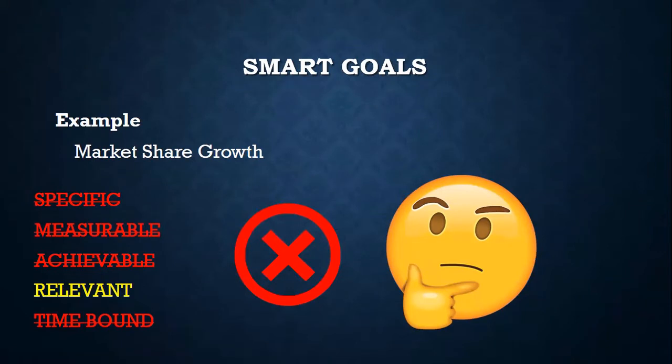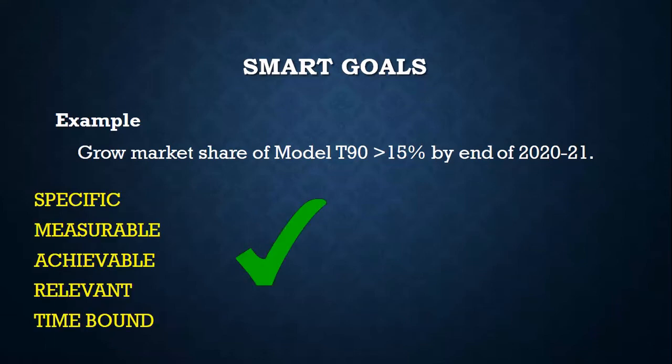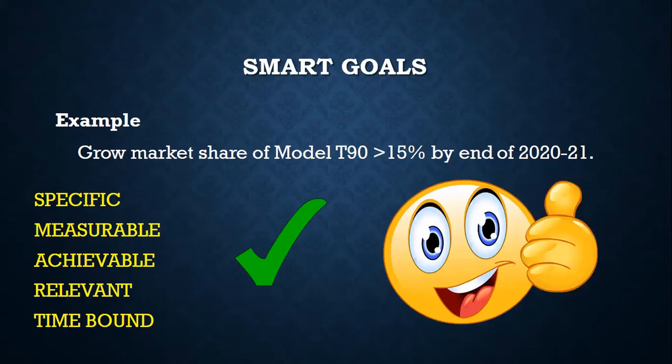But if the same goal statement is revised to grow market share of model T90 by more than 15% by end of year 2020-21, the goal becomes more clear in answering the general queries of the same individual and helps him plan in an efficient manner. It also helps with acceptability of the goal and generates a positive working energy towards its achievement.